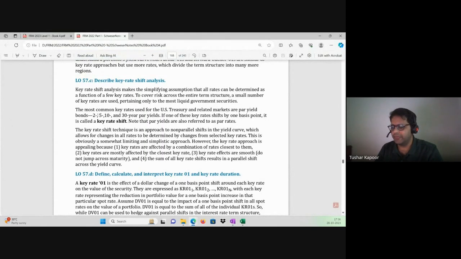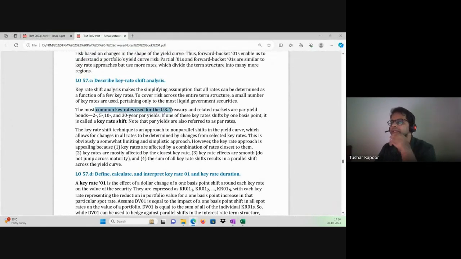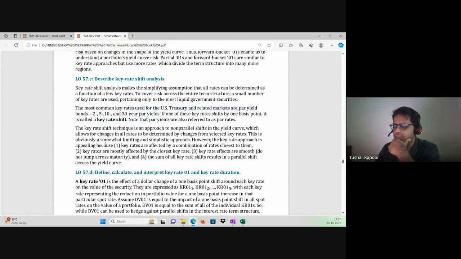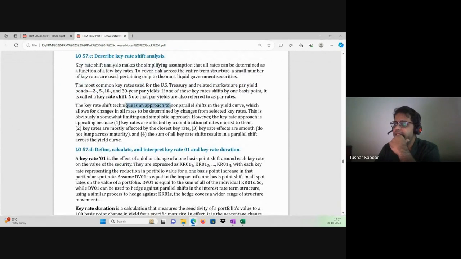Okay, key rate shift. The most common key rates used for the US Treasury and related markets are par value bonds at 2, 5, 10, and 30-year par yields, which are called key rate shifts. The key rate shift technique is an approach to non-parallel shift in the yield curve, which allows for changes on all rates to be determined by changes from selected key rates. Key rates are a combination of rates closest to them. Key rates are mostly affected by the closest key rate.